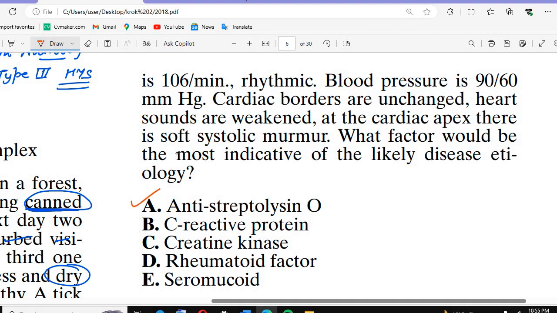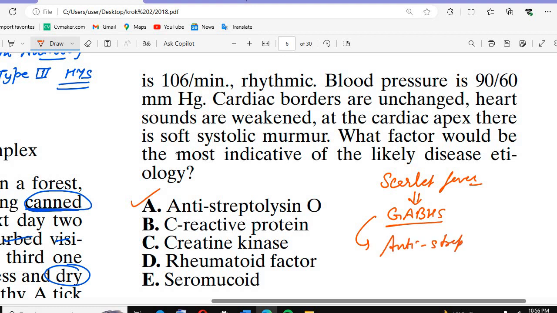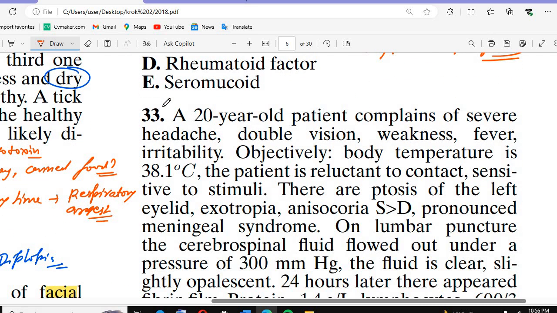So this again we discussed: it is the anti-streptolysin O antibody that we will see in this condition, as with scarlet fever, where we discussed that there is group A beta hemolytic streptococcus bacteria, and the antibody that will be there is the anti-streptolysin O antibody. I am not discussing any topic here because we already discussed these topics before.